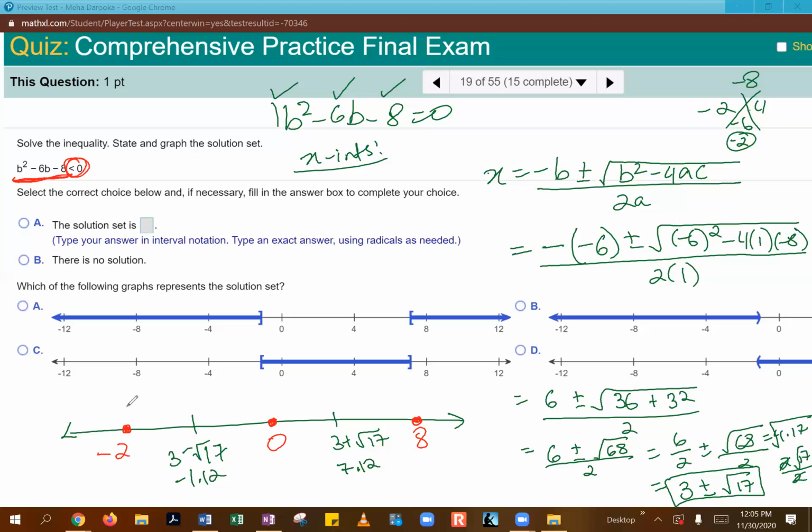So take each one of these test points, plug it into your inequality over here and see, do you get a positive or a negative y value? So if we used negative 2 for our b value in your inequality here, that would give you negative 2 squared minus 6 times negative 2 minus 8. And what will that end up giving us?